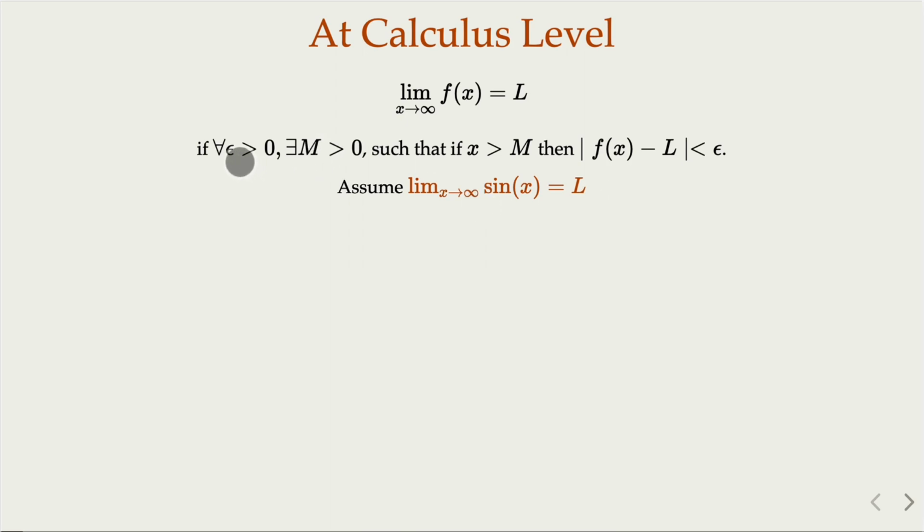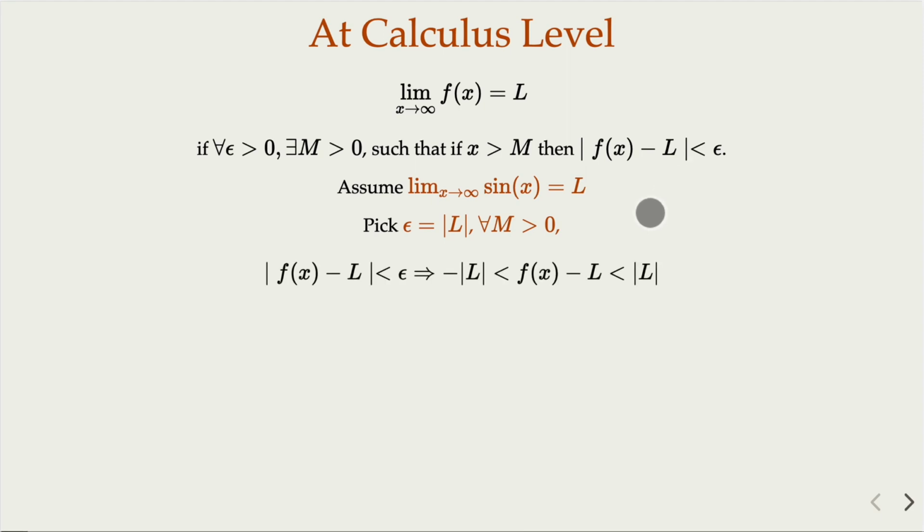So we're going to pick some epsilon. All right, we're going to pick epsilon equals the absolute value of L, because L could be positive, could be negative, right? What we need to do is to find a contradiction by arguing that no matter how big m is, for all m greater than 0, we can find some x greater than m, but this condition is not true, right? So what is this condition here? If this condition is true, then we pick the epsilon here, and when you change this absolute value, you're going to have this, right?